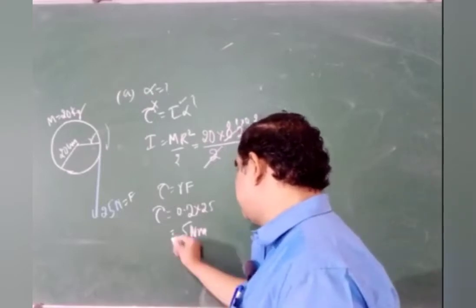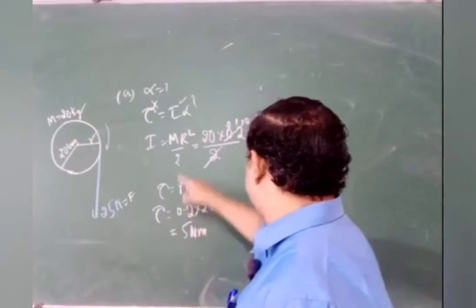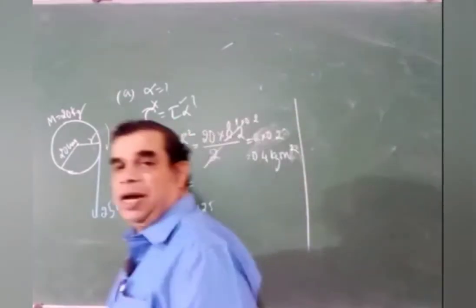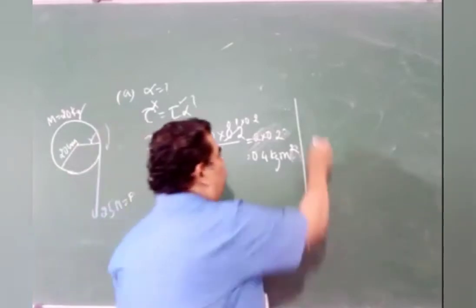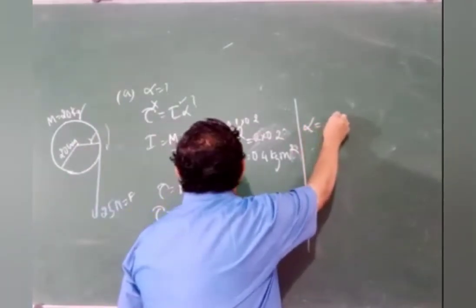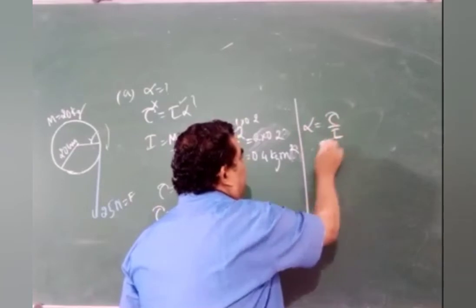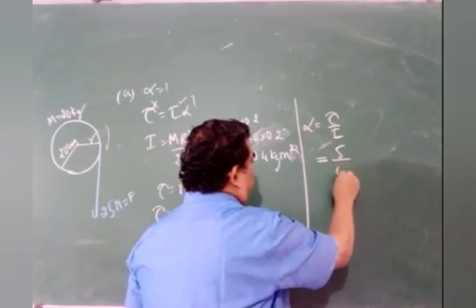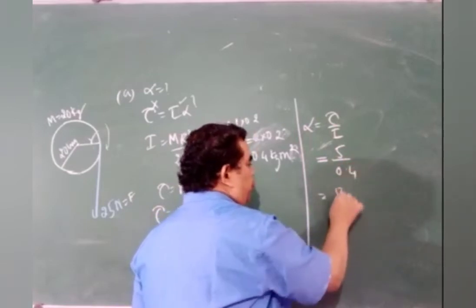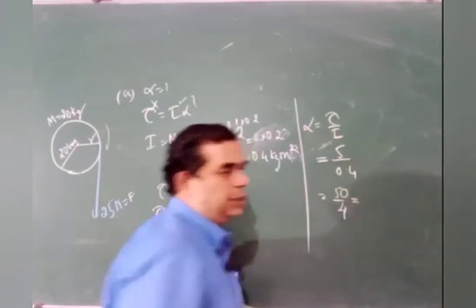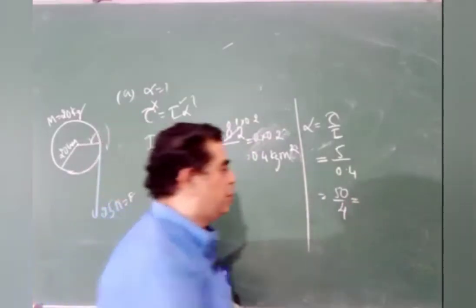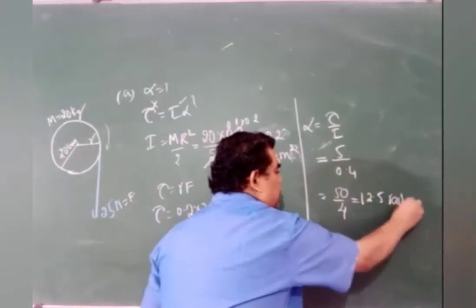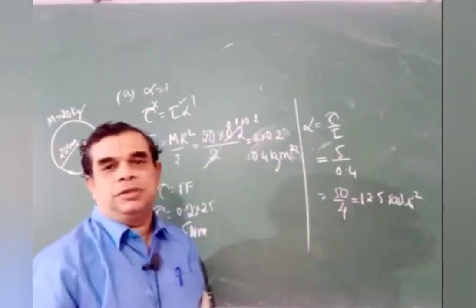So with this, torque is known and I is known, you can calculate alpha. Let me write down that last bit for the first part here. Alpha equals tau by I. What is tau? 5. What is I? 0.4. How much do you get? 50 by 4. 12 fours are 48. So 12.5 radian per second squared. So this is part A.